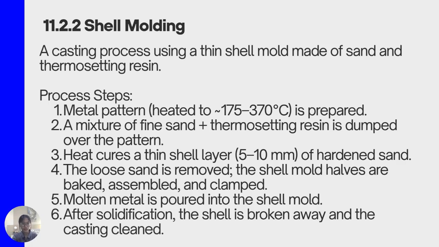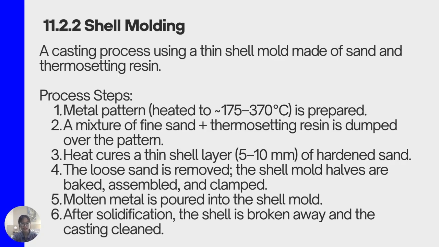Shell molding is a precision casting process that uses a thin resin-coated sand shell formed on a heated metal pattern. The process begins by heating the metal pattern, applying the resin-coated sand, and allowing a thin layer to harden into a strong mold shell. The shell halves are baked, assembled, and filled with molten metal. After solidification, the shell is broken to remove the casting.